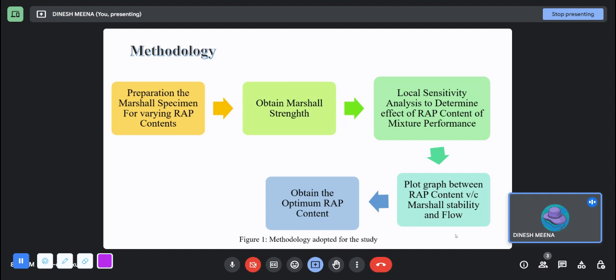Then, the methodology adopted, in which preparation of the Marshall specimen for varying RAP content, obtain Marshall strength, then local sensitivity analysis to determine the effect of RAP content on mixture performance. Then plot graphs between the recycled asphalt pavement content versus Marshall stability and RAP content versus flow. Then obtain the optimum RAP content.